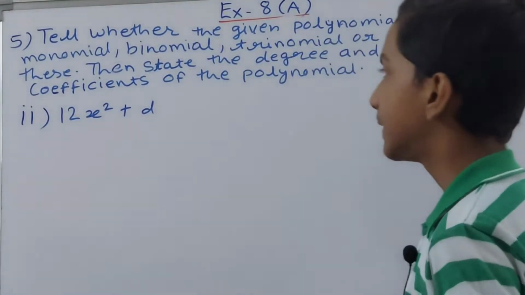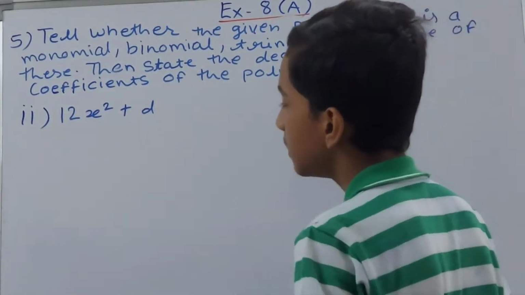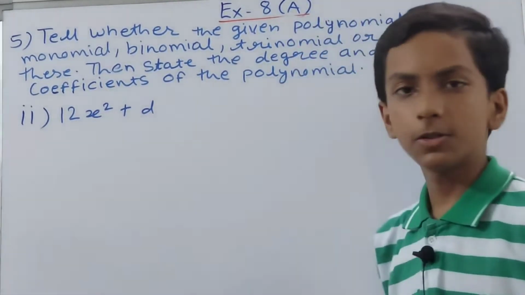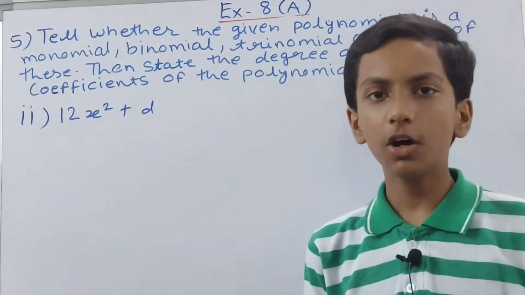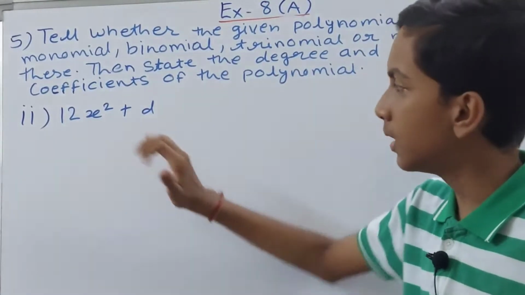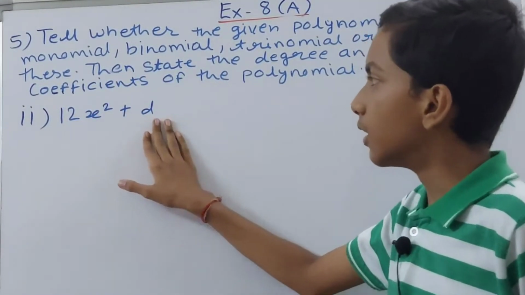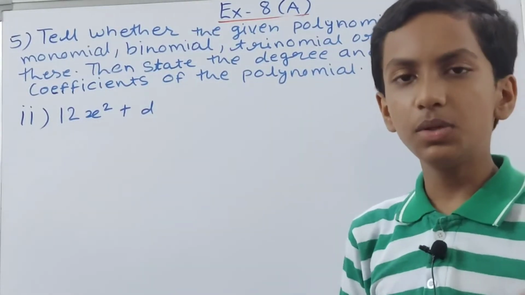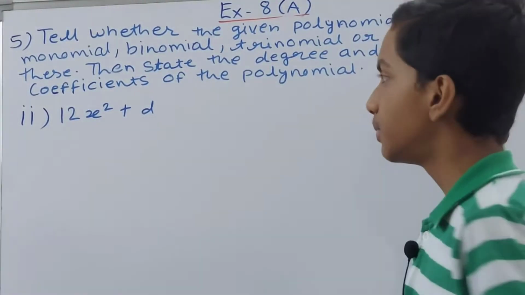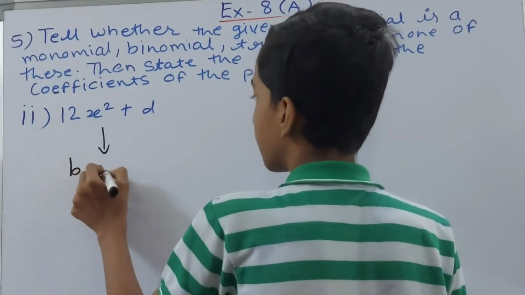This is 12x square plus d. So in this also you can simply see, of course, first of all, whether it is a monomial, binomial or trinomial. We see that a plus sign is there, and to this side there is one term, to this side there is another term, so two terms. So this means it is a binomial, simple. So you can mention it here, it is a binomial.